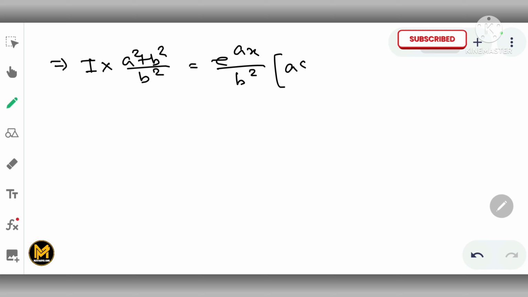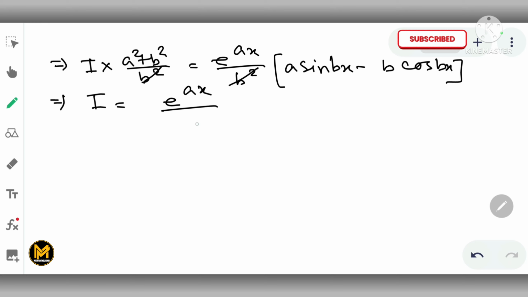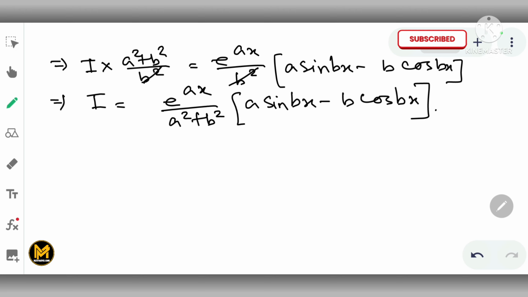Thus we will get I into a square plus b square by b square is equal to e to the power ax by b square into a sin bx minus b cos bx. B square will be omitted, and now we will get I is equal to e to the power ax divided by a square plus b square, and inside the bracket a sin bx minus b cos bx. Now this is one of the formulas of the given question.